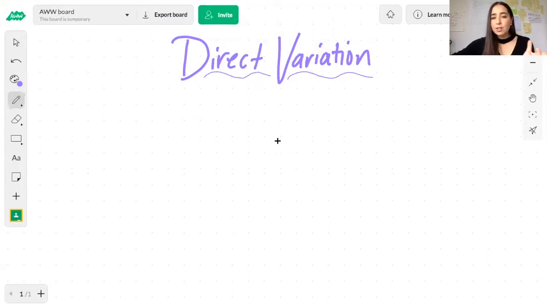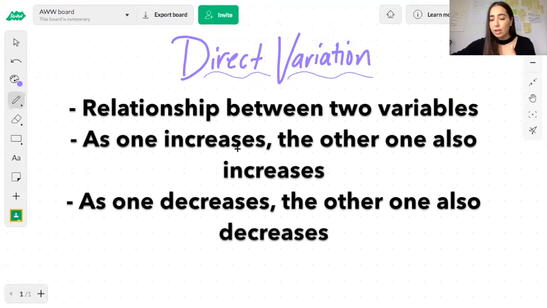All right, so when someone says direct variation, what exactly does that mean? Direct variation describes a kind of relationship between two different things, such that as one of those things increases, the other one also increases. The best way I can explain this is with something like the hourly rate. How much you make when you work, say in retail, depends on how many hours you work. So the more hours you work, the more you get paid.